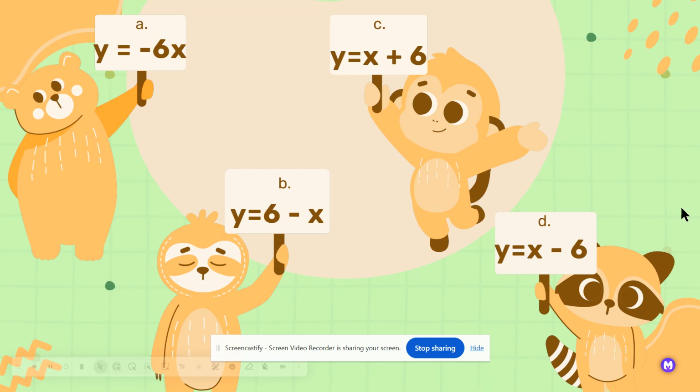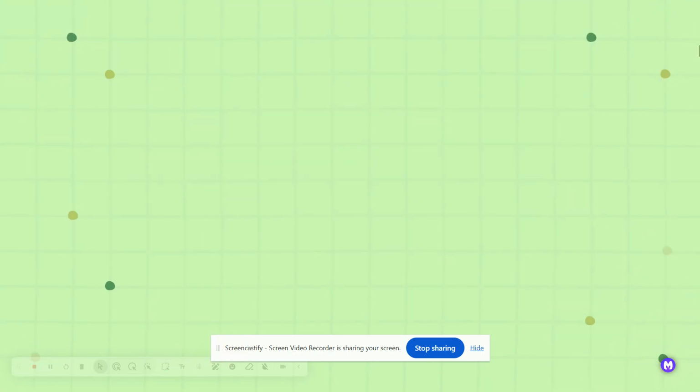I know if I were to choose one just from these little friendly critters sitting here, I would definitely choose C because he just seems the most happy. We'll find out if I'm right later.